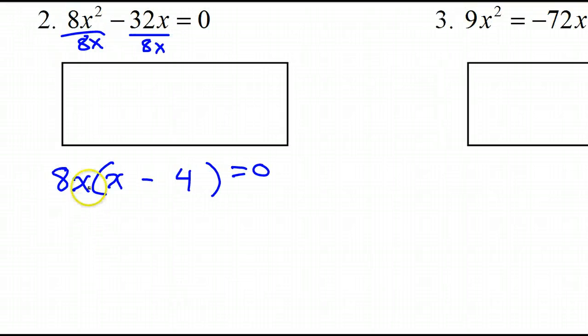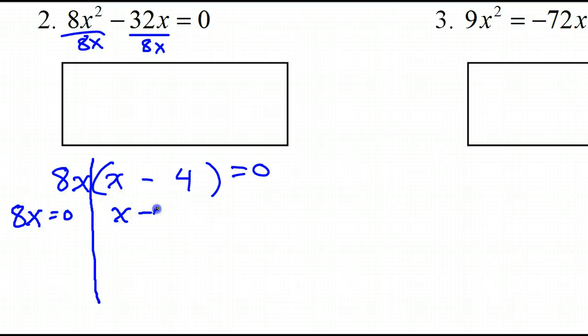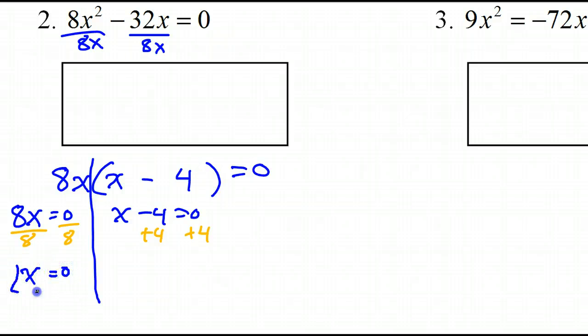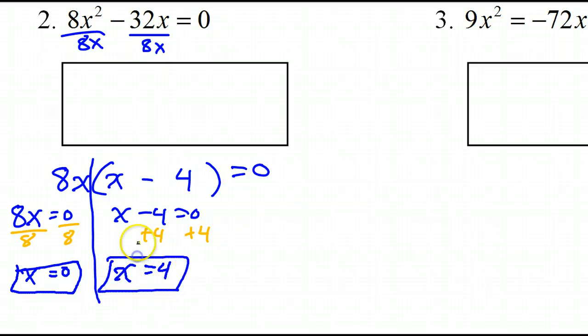Again, we use our zero product property, so either 8x will equal 0 or x minus 4 will equal 0. On this side, dividing by 8 is what's happening. Over here we're adding 4 to both sides. So this is going to give me x equals 0. And over here I get x equals 4. So these are the two possible solutions, 0 and 4.